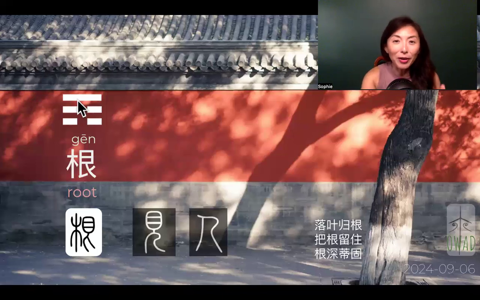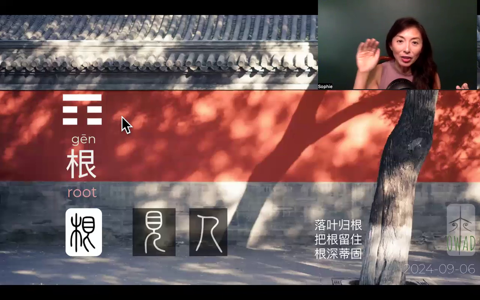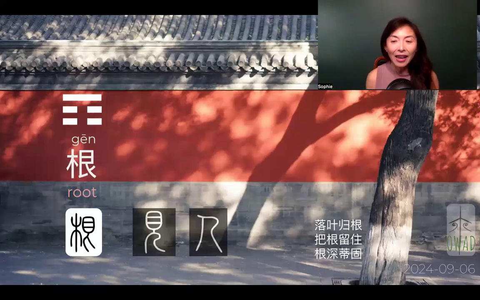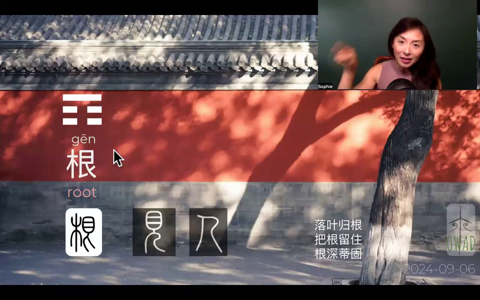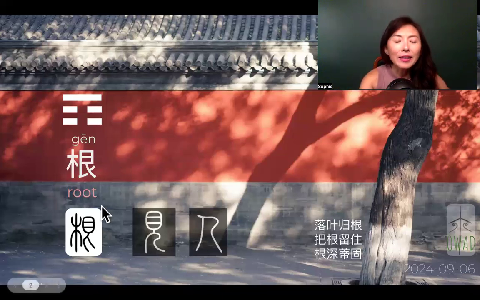So it actually starts binary because we only have yin and yang, right? Continued line, broken line, just that. And then somebody made it into 3 strokes, so that each line can be either broken or unbroken. The combination comes up with 8, and then further explains things. And so this gen, among the 8 trigrams, symbolizes mountain, symbolizes standing still.